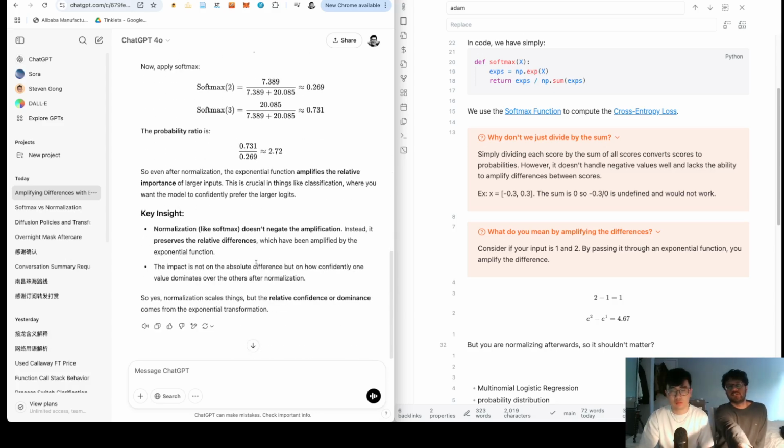But you see how if you do 1, 2, then it'll be 1 over 3 versus 2 over 3. That's 0.333 versus 0.667, right? But these are higher. So it still does amplify it.